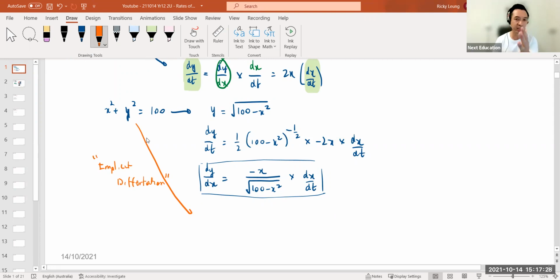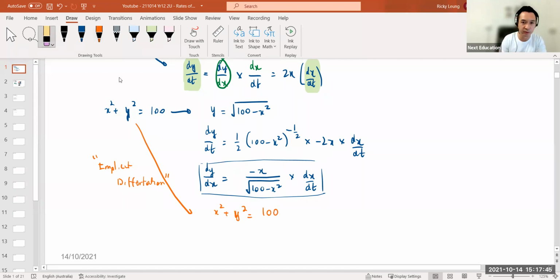Whereby you don't need to make y the subject, because sometimes it's actually quite hard to make y the subject, right? I'm just going to start from this Pythagoras formula here, where x squared plus y squared equals 100. Check this out, right? What do I want at the end?